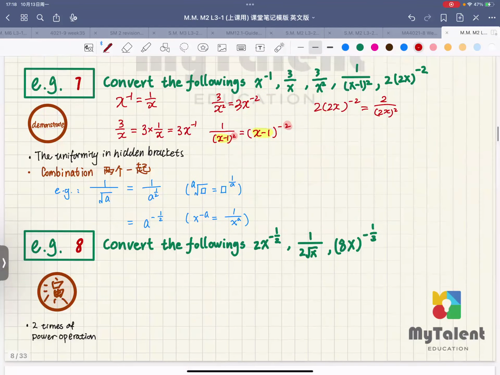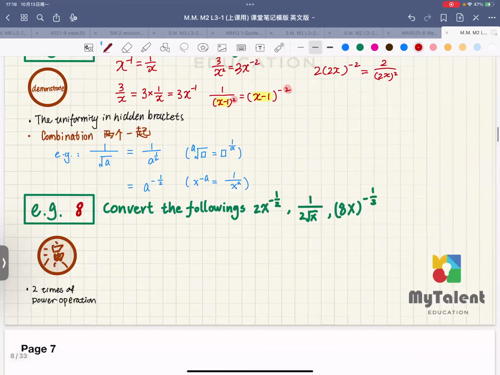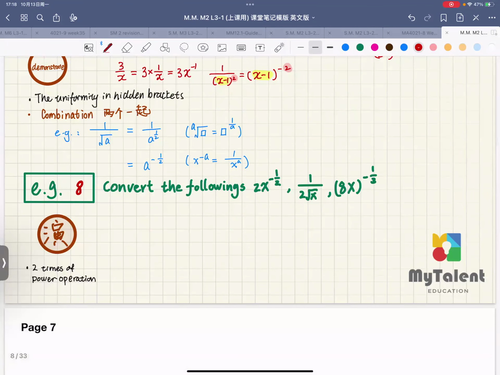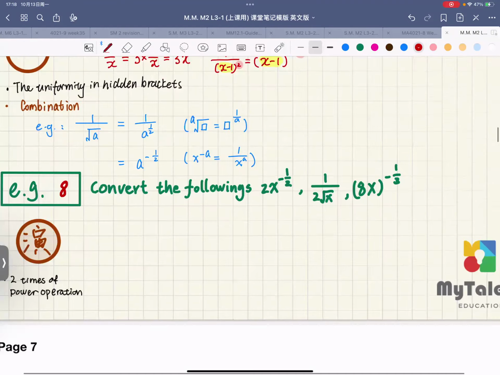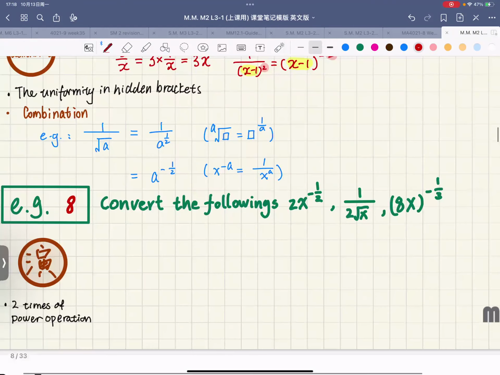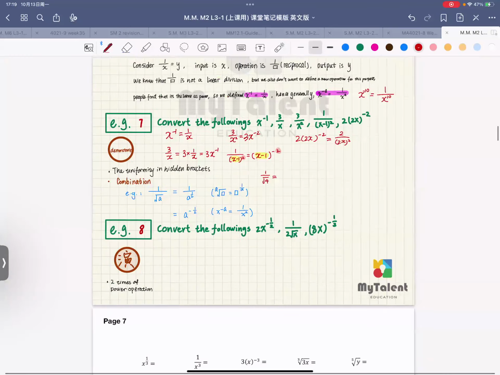All right. Next one. Combination. Sometimes you need to do this together. So basically, that's an example. Let's say we have 1 over square root of 4. Basically, we use the formula we learned before.